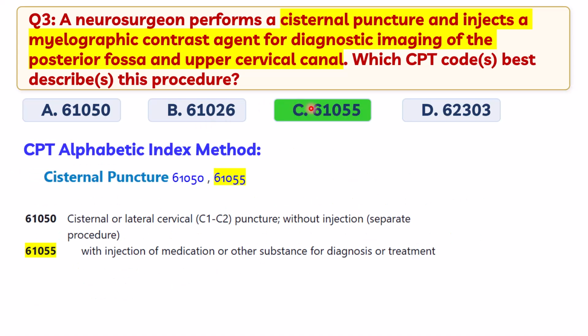So if you want to find the answer using the index method, the main procedure done is cisternal puncture. When you go to the index term cisternal puncture, it will lead you to the following two codes. Again, come back to the table list and confirm the answer. Once you confirm, the correct code will be answer C.